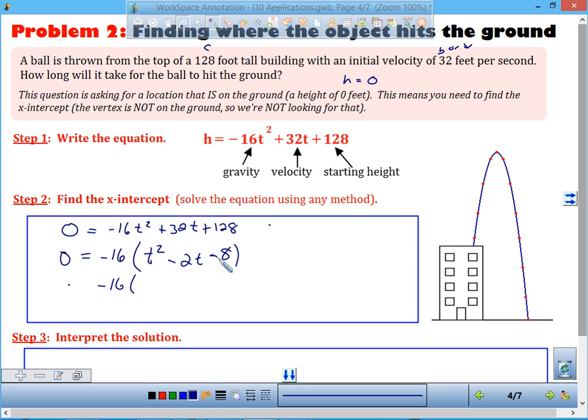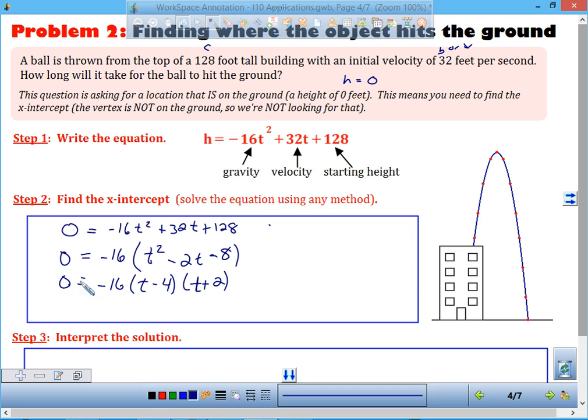And our factors of negative 8, and since a is 1, I don't need to do the whole 7 steps of factoring. Okay? Our factors of negative 8 are going to be negative 4 and 2, so I'm going to have t minus 4 and t plus 2. Negative 4 times 2 is negative 8. Negative 4 plus 2 is negative 2. Okay, and we set it equal to 0.